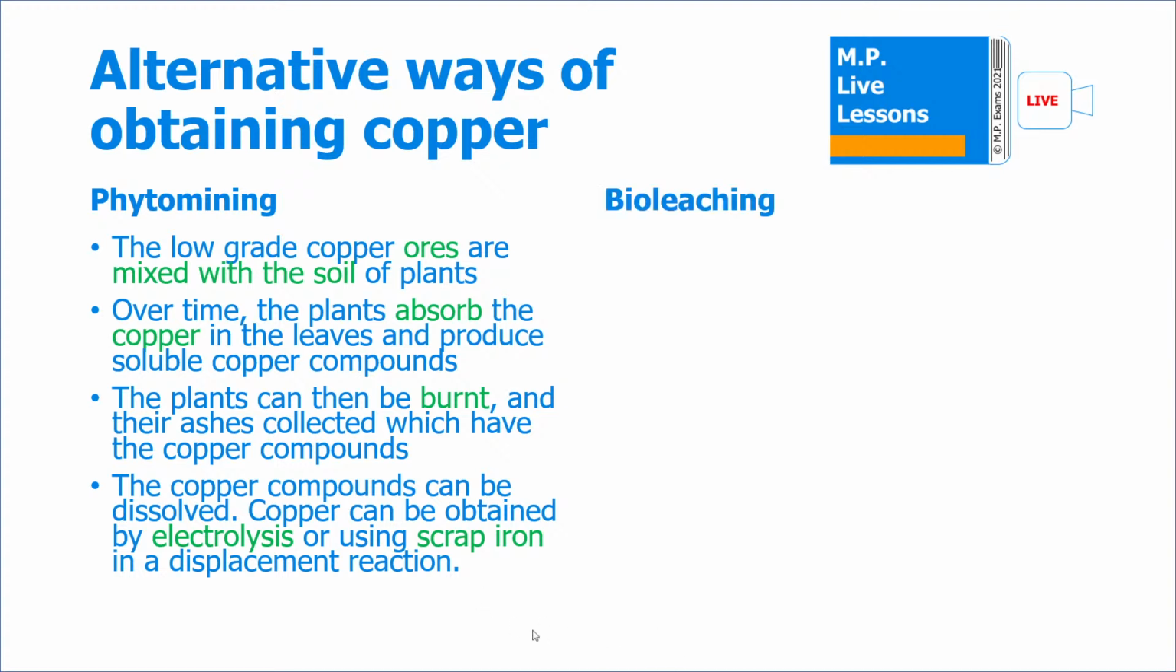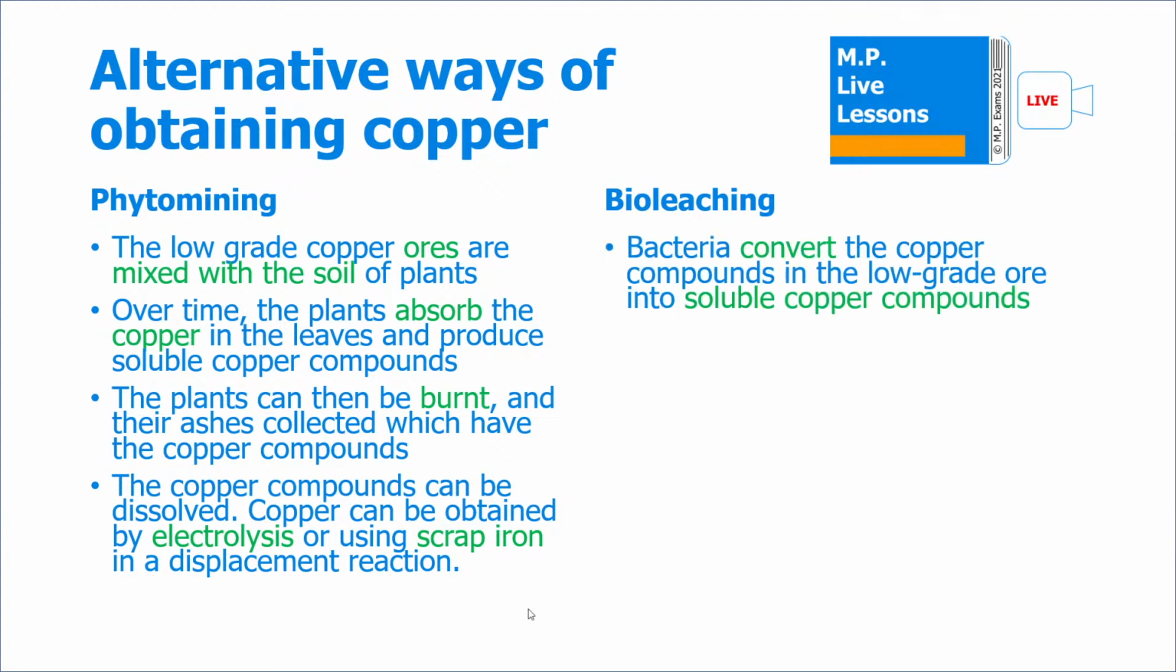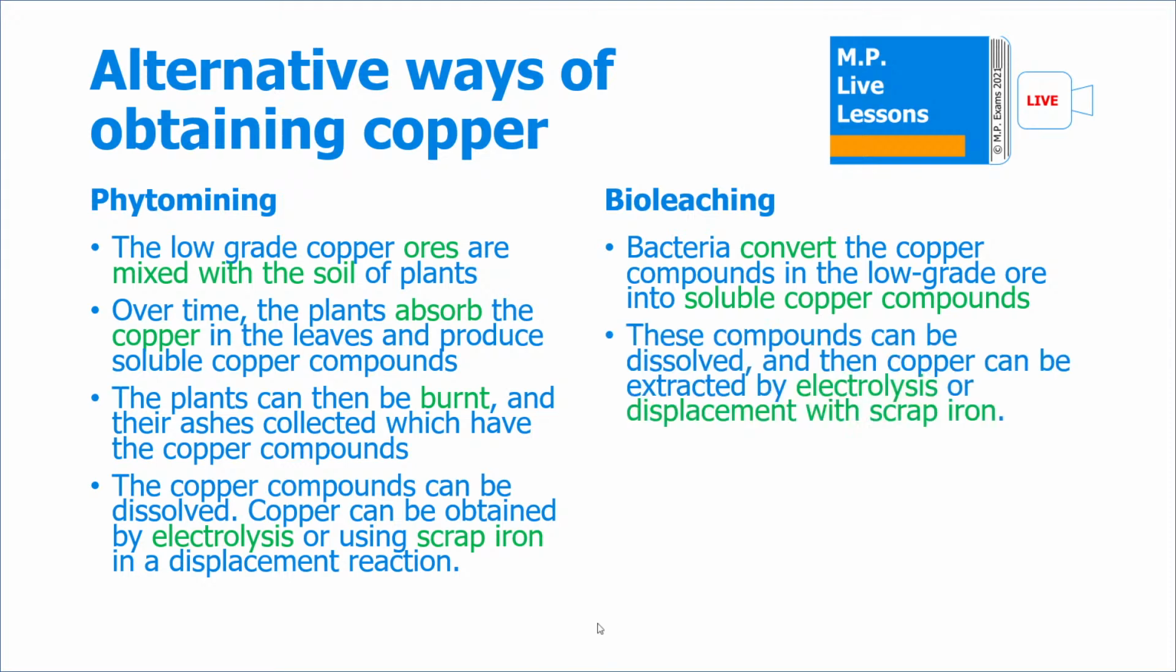The other method was bioleaching, so that's where bacteria convert the copper compounds in low-grade ores into soluble copper compounds. And then the last step is the same again. These compounds can be dissolved, and then copper can be extracted by electrolysis or displacement with scrap iron.